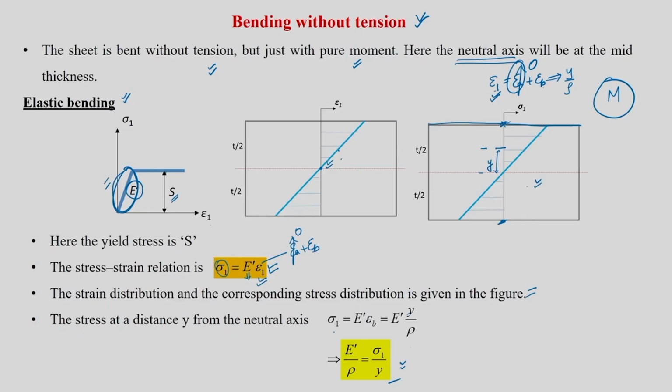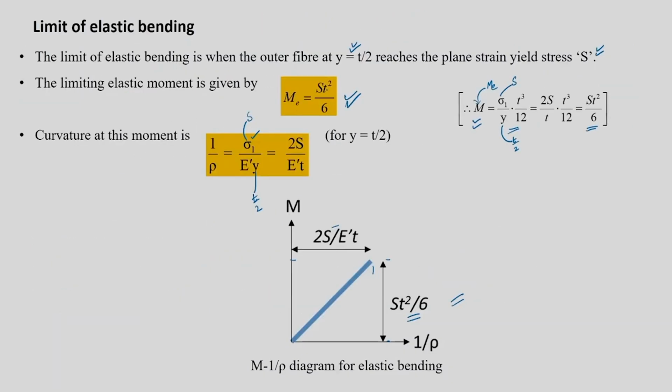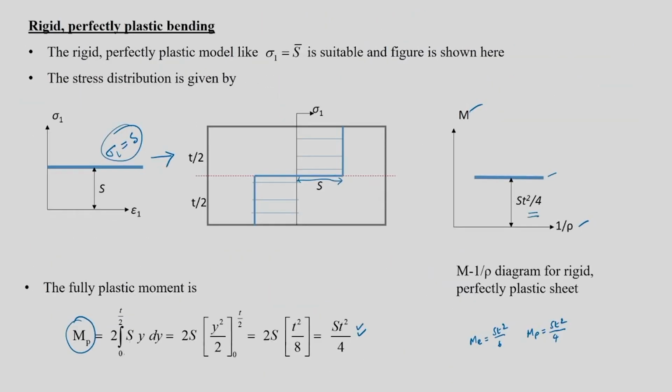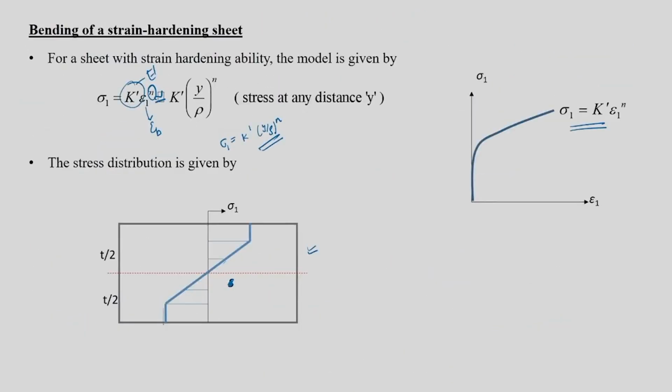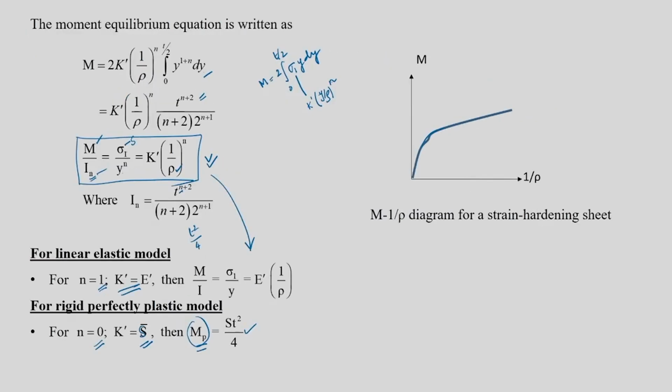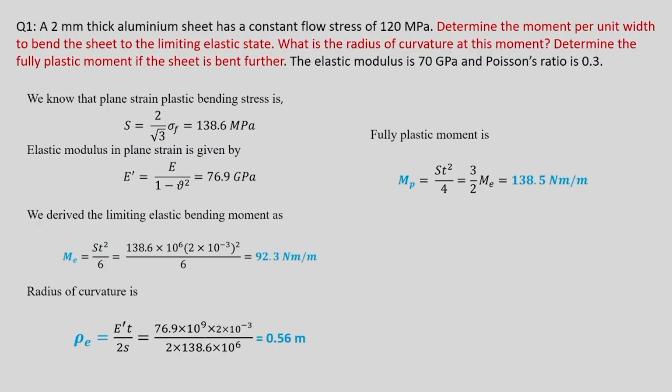In this case, if you know epsilon 1, you can get sigma 1 by assuming different material laws. One is the first one, next one is sigma 1 equal to S, and next one is with strain hardening. In each case the moment curvature diagram is going to be different, and the stress distribution is also different.